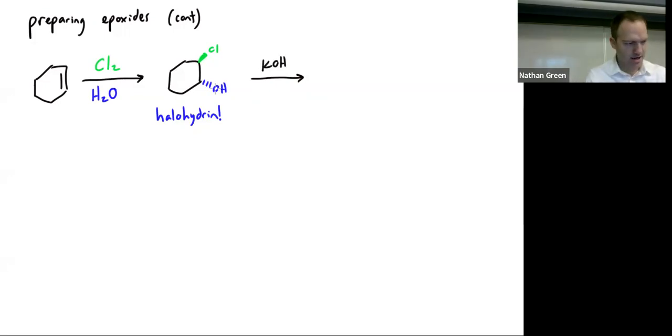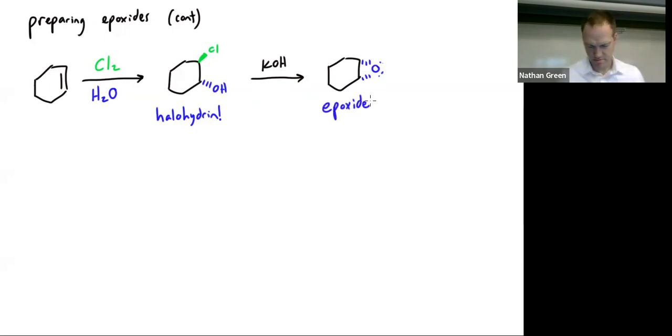you can get this oxygen to displace that chlorine. And if it does that, it would make this, which is of course an epoxide. You now know two ways in which to make an epoxide. Both of them start with an alkene. So if you want to make an epoxide, you have to start with an alkene.